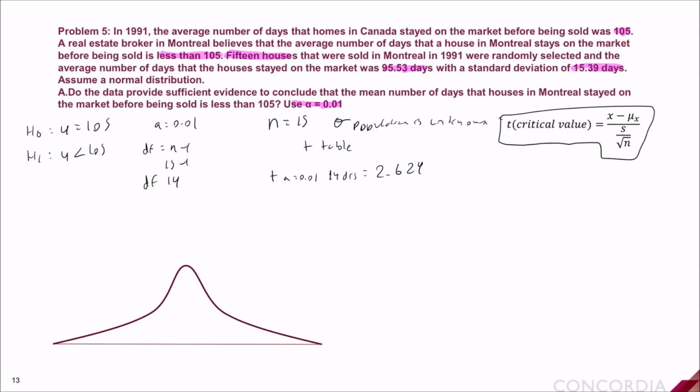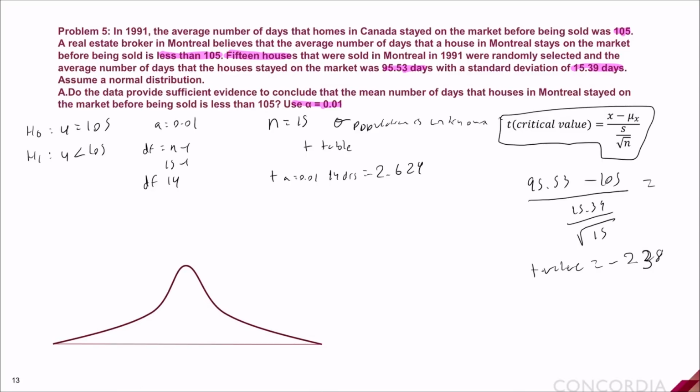And now we must find our critical value to compare it to using this formula. Our x, or the x of our sample, is 95.53 minus the mean of the population, 105, divided by the standard deviation of our sample, 15.39, over the square root of our sample size, which is 15, and that will give us a t value equivalent to negative 2.38. And since our critical value is negative, our test point must also be negative.